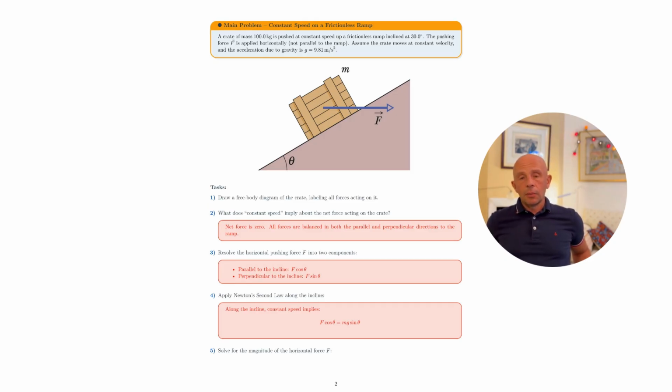For task 3, we resolve the horizontal force F into components parallel and perpendicular to the incline. As written on your sheet, the component parallel to the incline is F cos theta, and the component perpendicular to the incline is F sin theta. Task 4 is to apply Newton's second law along the incline. Because the speed is constant, the upward pushing component must balance the downward pulling component of gravity. This gives us the crucial equation shown, F cos theta equals mg sin theta. Task 5, at the bottom of page 2, asks us to solve for the magnitude of F. The calculation for this is shown at the top of page 3.